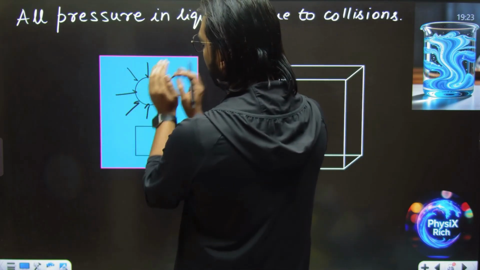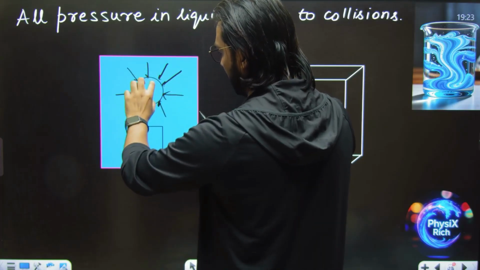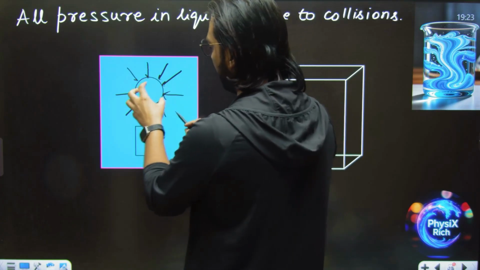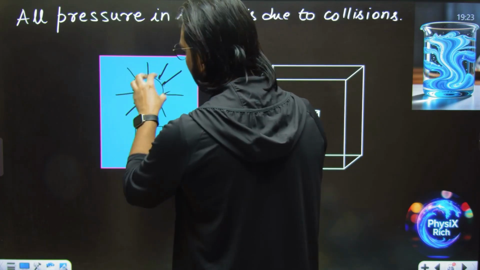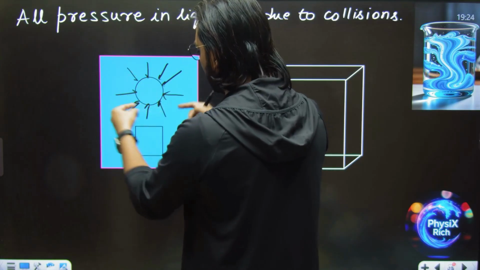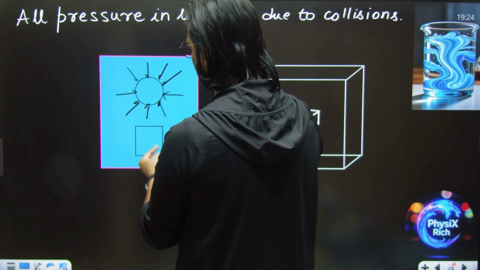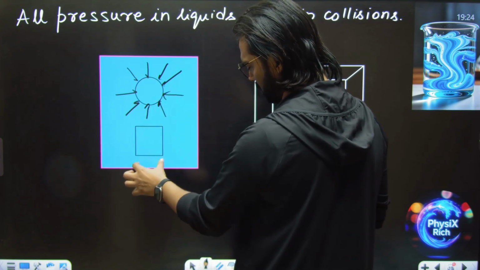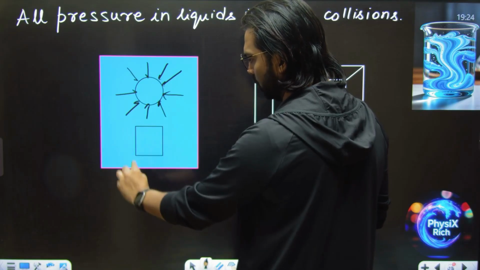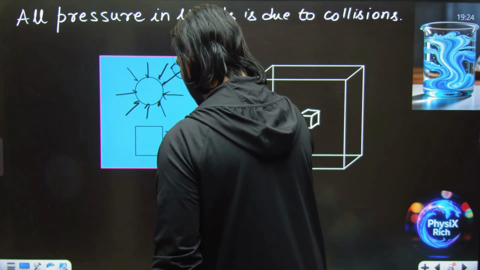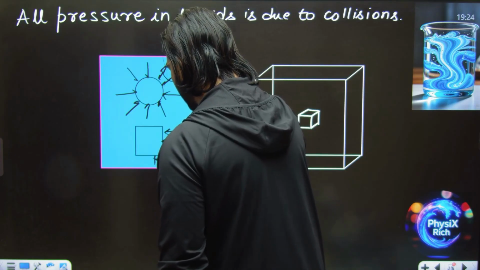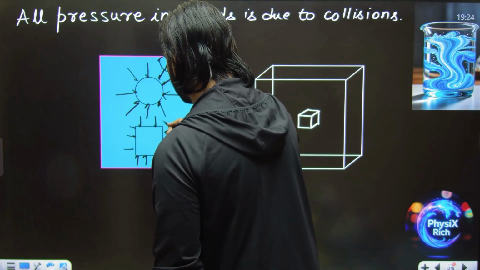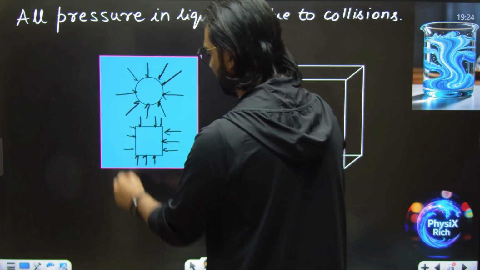All right, if I remove this part of the fluid and I replace it with something else which is spherical, let's say I put a black colored ball in there. This ball is going to experience forces due to the collision of these molecules. Same thing, if instead of a ball, I put a block which is cubical in nature, this will experience forces in such a manner. All right? In such a manner. And all these forces, as you can see, are perpendicular to each of these surfaces.